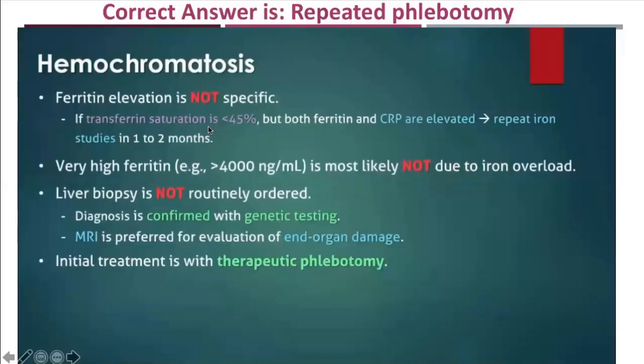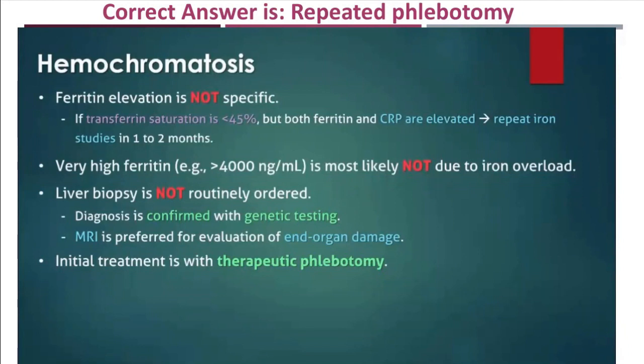In hemochromatosis, usually ferritin elevation is not specific. If the transferrin saturation is less than 45%, or both ferritin and CRP are elevated, repeat the iron study in 1 to 2 months. You just want to make sure that this is really hemochromatosis, so the high ferritin level is not due to something other than iron overload.